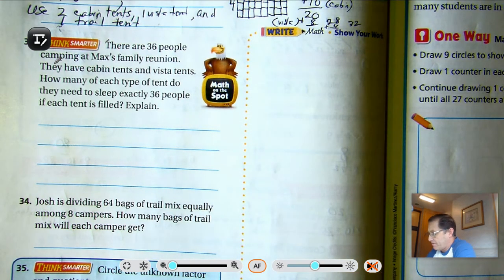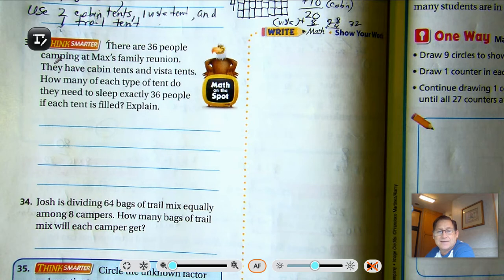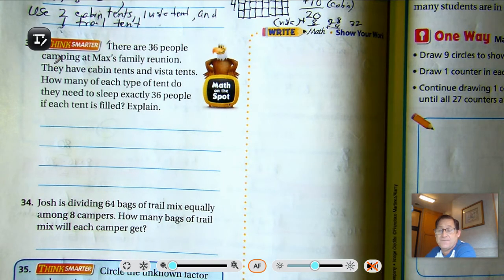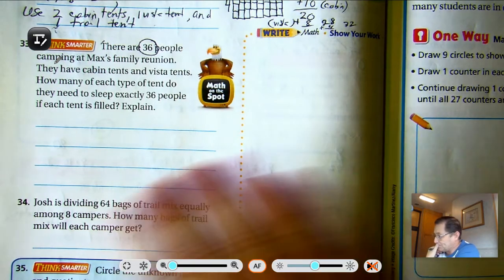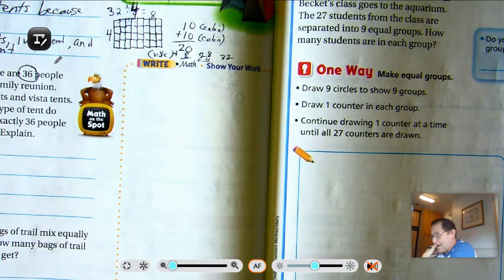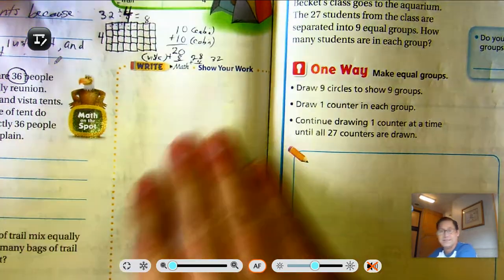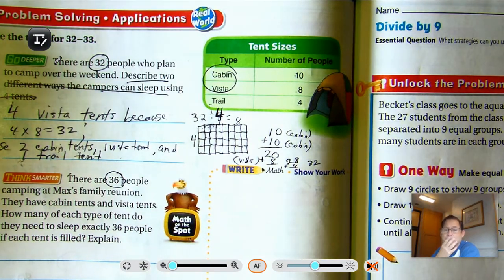33. There are 36 people camping at Max's family reunion. They have cabin tents and Vista tents. How many of each type of tent do they need to sleep exactly 36 people if each tent is filled? And explain. All right, so we have 36 people. How many cabin tents and Vista tents? Oh, sorry. We're only using cabin and Vista tents, and we need to get to 36.